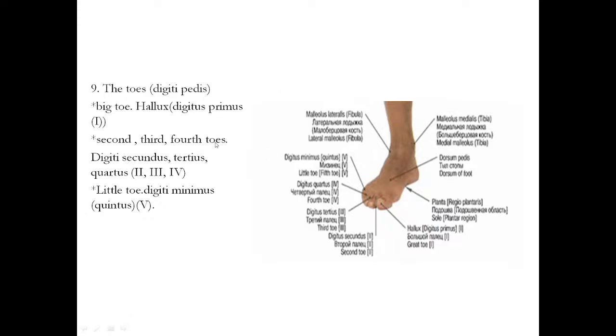Next, this is the dorsum pedis, this is regio plantaris, this is digitus primus, digitus secundus, digitus tertius, digitus quartus, digitus minimus. You must know these names of the parts of the toes. This is part of the foot.